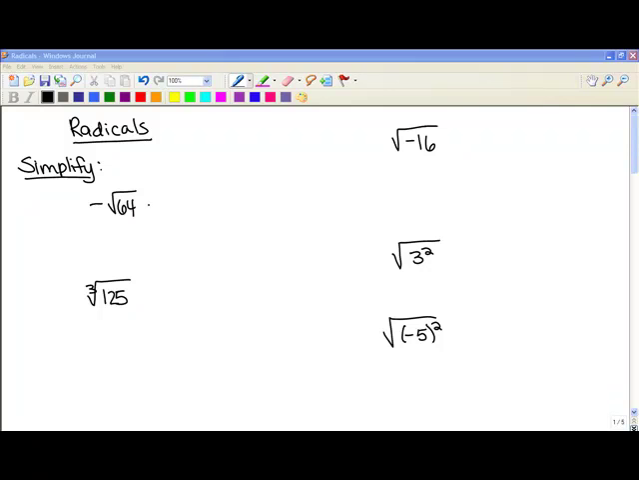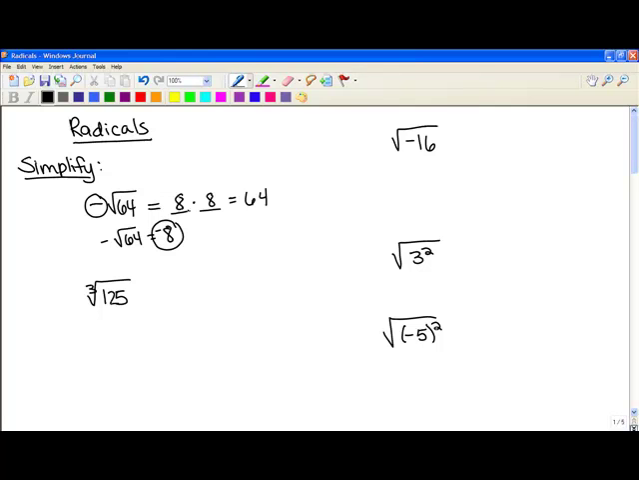In order to figure out what this equals, we need to think about what two numbers multiply together to equal 64. If we think about it, that would be 8 times 8. 8 times 8 is 64. So the square root of 64 equals 8. But notice we have the negative in front. So if we put a negative in front on both sides here, that square root equals negative 8.